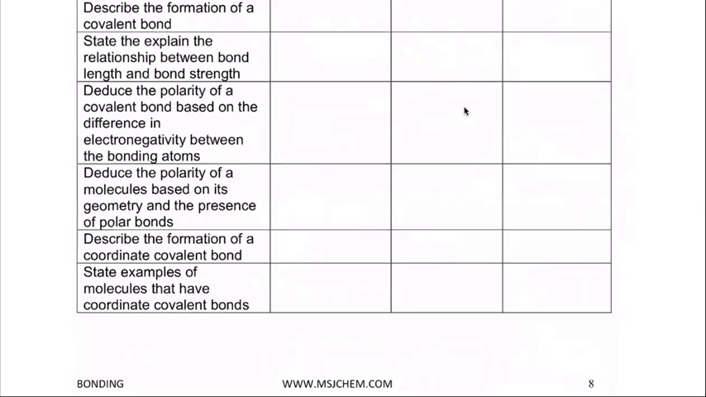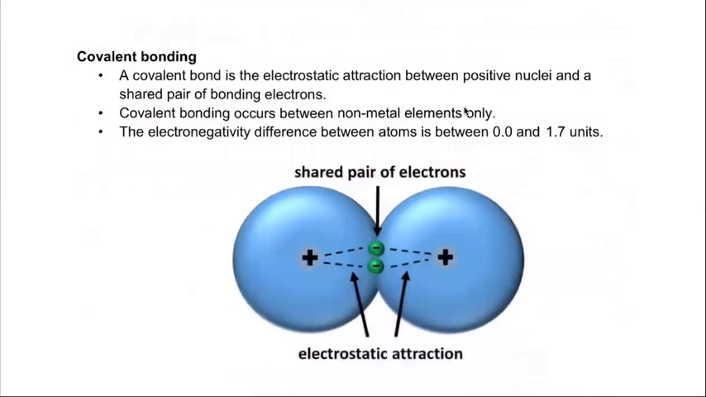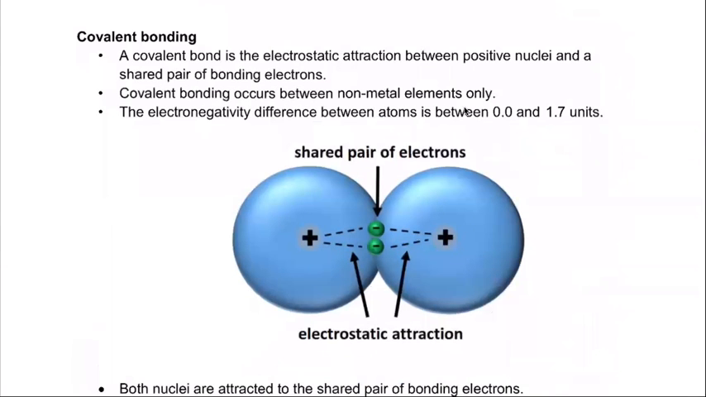Okay, so here's the little diagram I was talking about. And this just shows the basics of a covalent bond. Okay, what kinds of elements make covalent bonds? You guys remember?